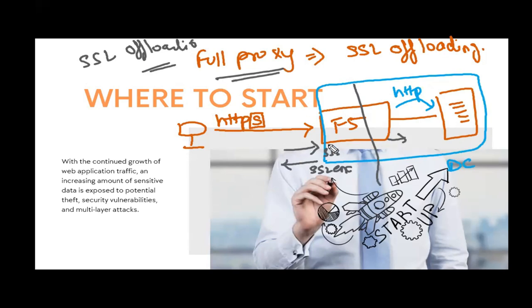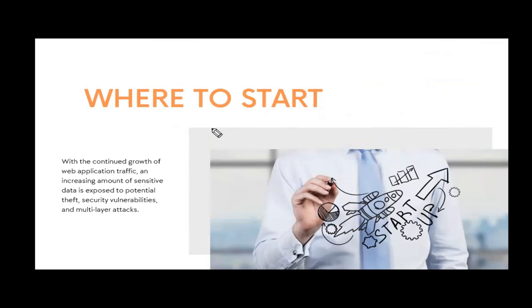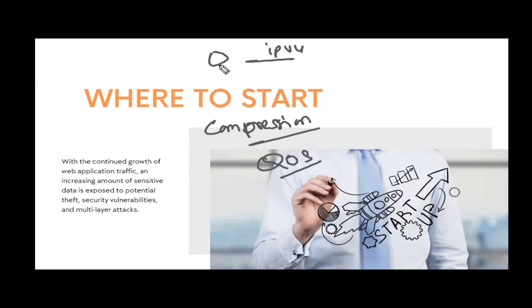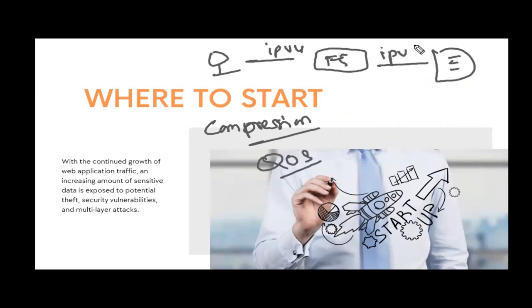It can listen to the traffic, modify the traffic, intercept the traffic, and add a lot of valuable content if required. That is one use. Second, you can use compression profiles. You can use fast caching profiles. Maybe QoS also you can add. Probably this side is IPv4, from the client to F5 is IPv4, and from F5 to the server it is IPv6, or vice versa. Any kind of thing can happen, so it is also supported.